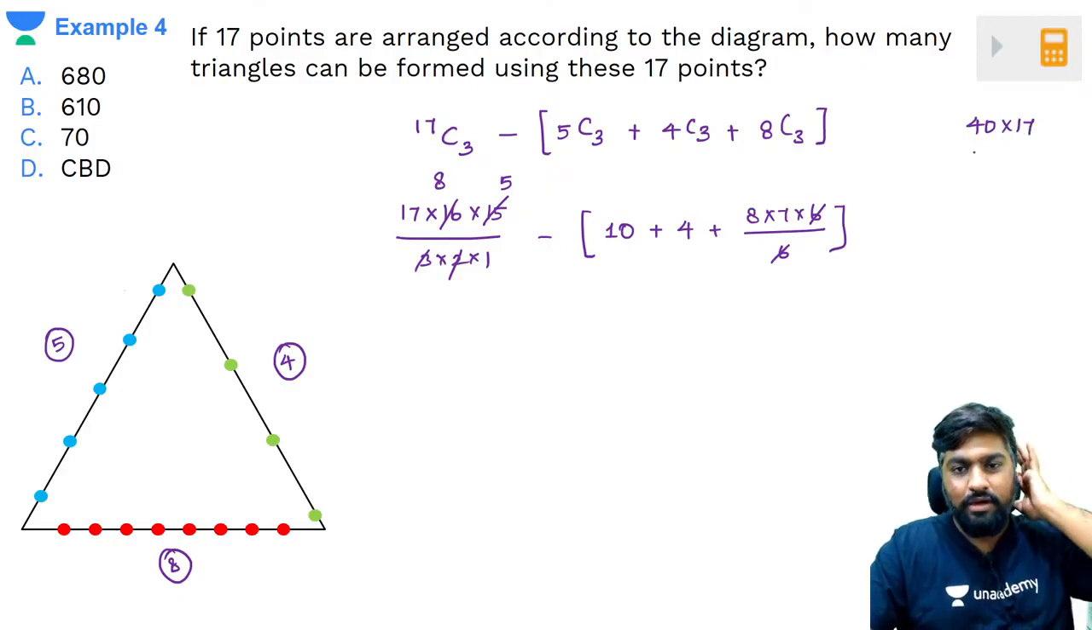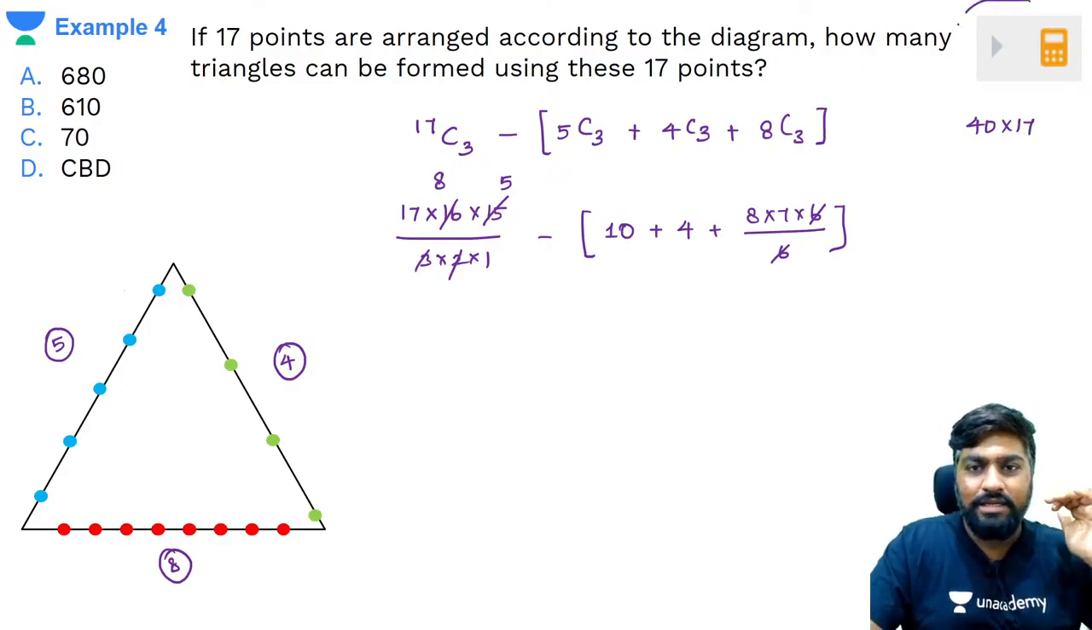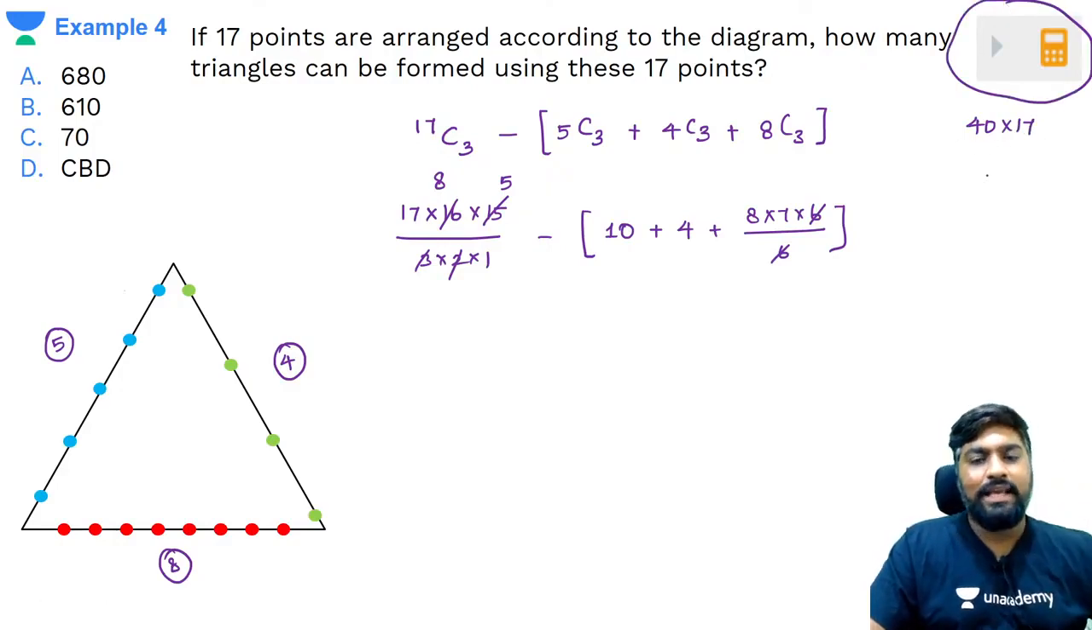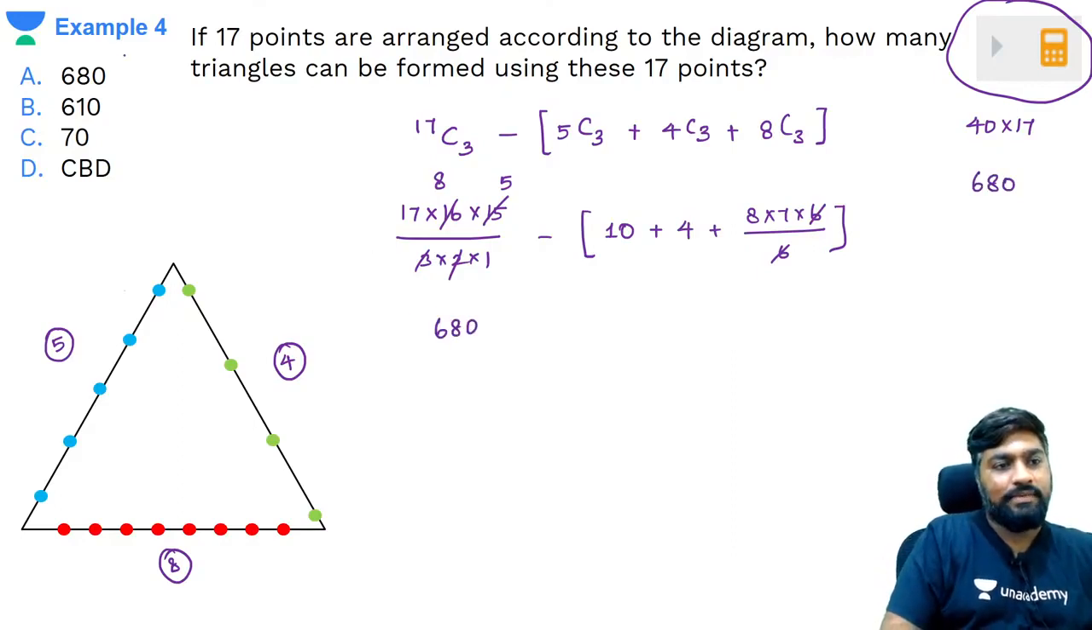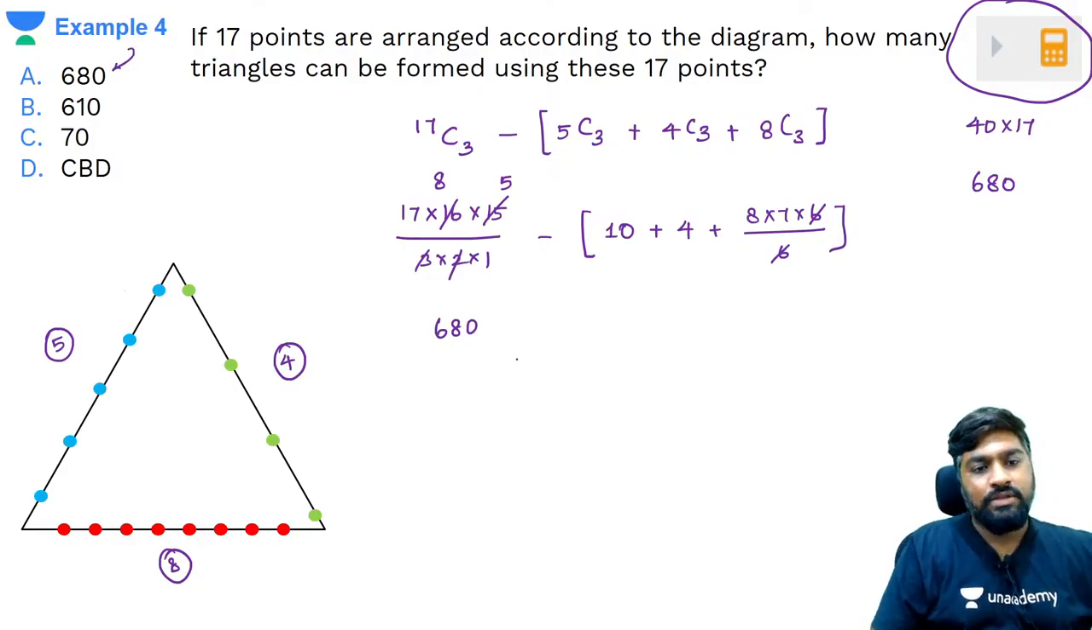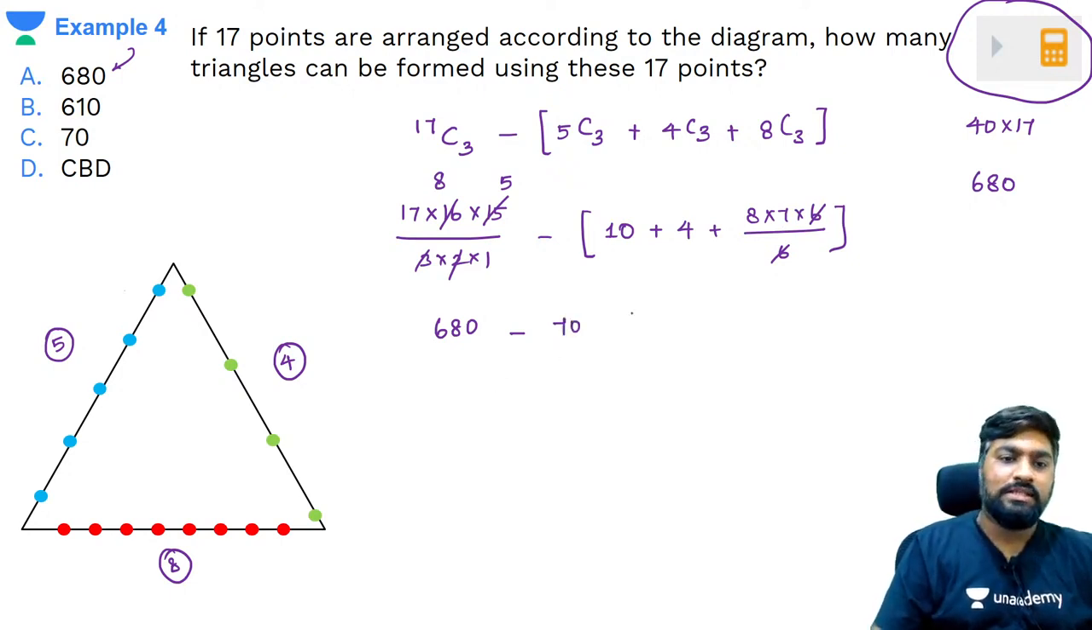Now don't go for traditional calculation, or don't directly jump to the calculator. Just think about this. 17 twice is 34, 34 twice is 68, that's 680. Yes, do you see here 680? Please be careful about this. So 680 minus 14 plus 56 is how much? 70. So this gives us what? 610 triangles. Got it?